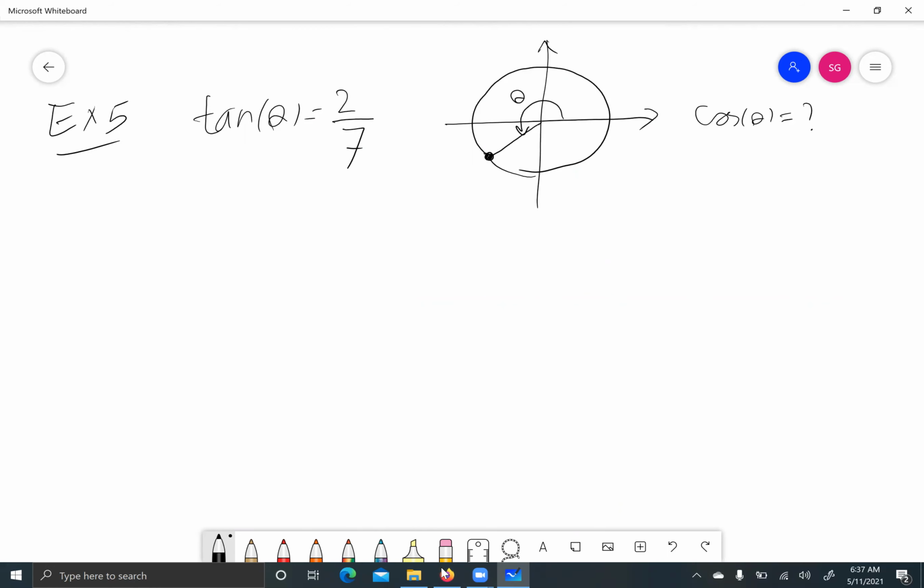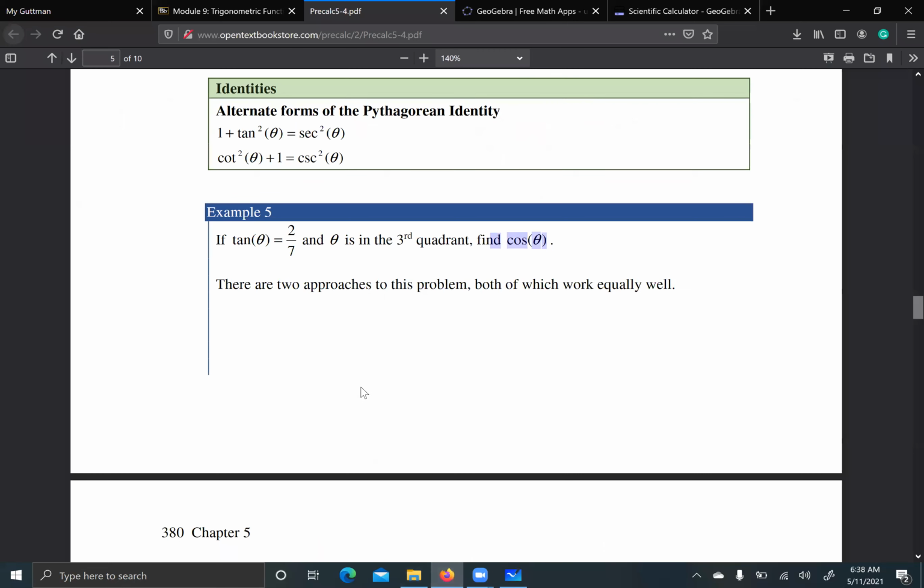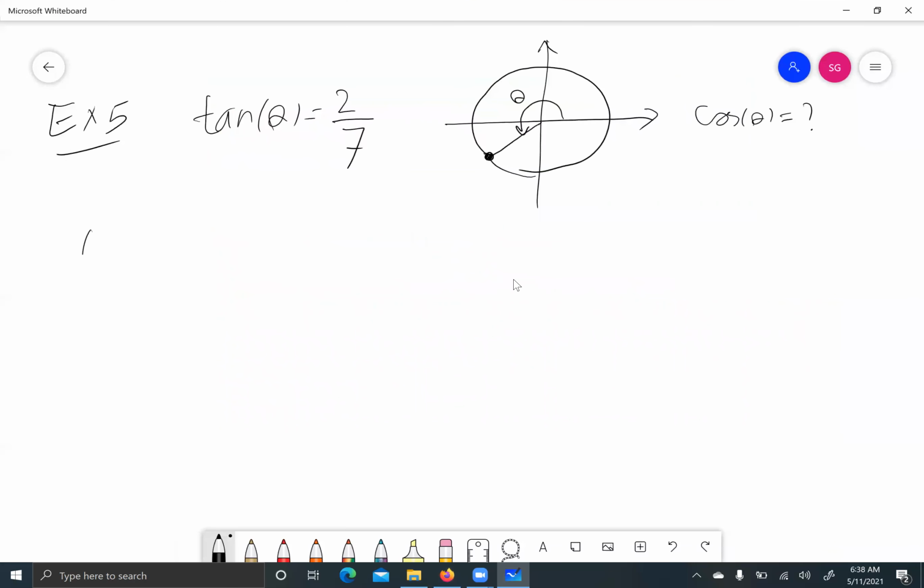I don't know what theta is. If I knew that, then we could have used a calculator. But here, we know the tangent of that angle. So that means we need to use the identities. We can use the identities in order to approach this. And an identity that relates. So here is the thing. We need an identity. So here is the approach.